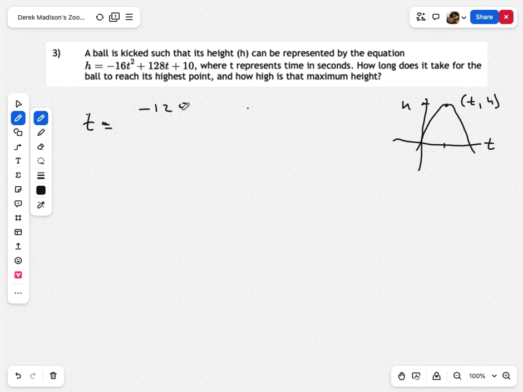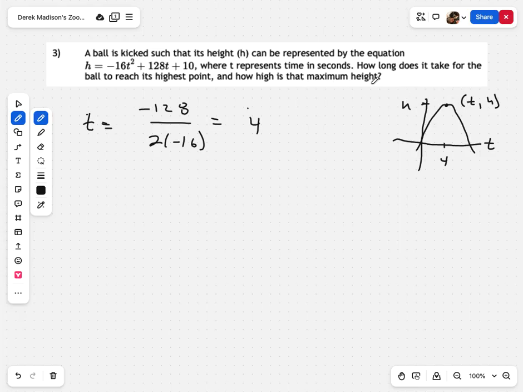Negative b, so negative 128 over 2 times negative 16. And if we throw that in the calculator, that came out to a very reassuring 4. So t equals 4 seconds. So at 4 seconds, the ball has reached its maximum height.